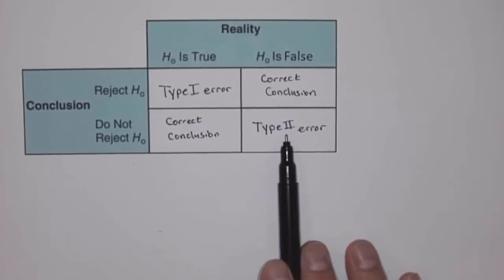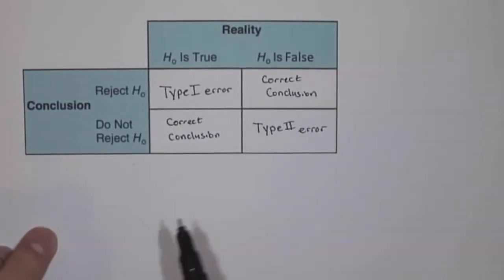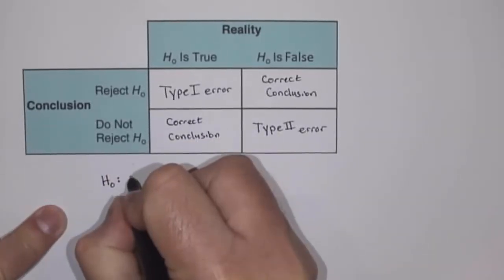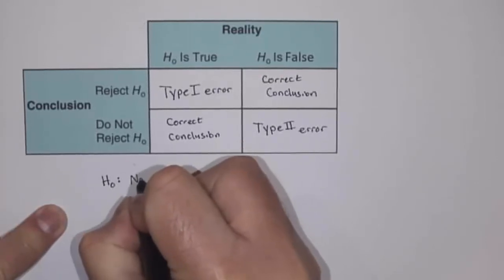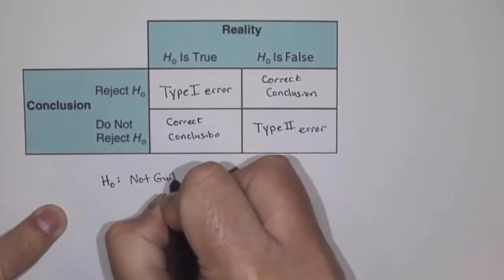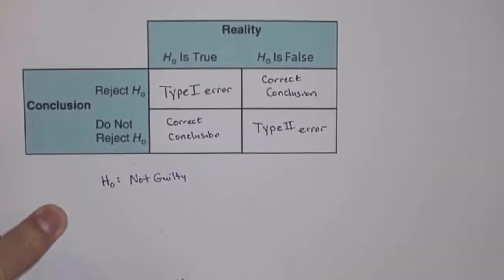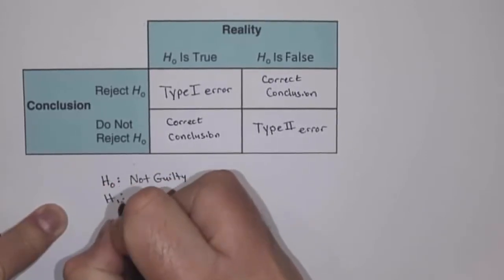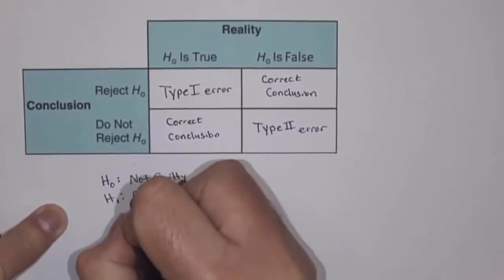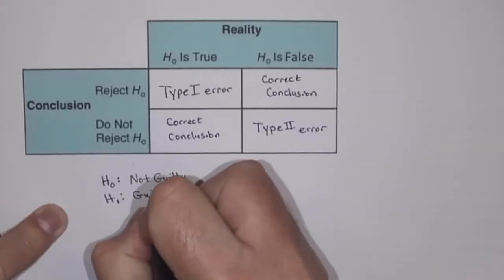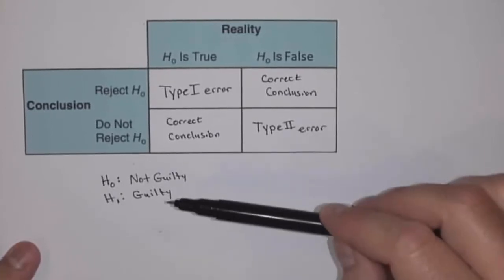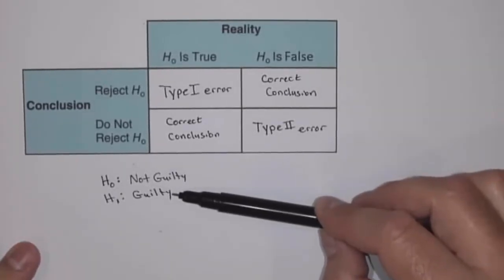So we can kind of think of this in the same way that we think of a criminal trial. In a criminal trial, the null hypothesis is that the person is not guilty. We assume that the person's innocent, in other words, until the evidence that's presented convinces the judge or the jury that the person on trial is guilty. So the presumption is of innocence, that they're not guilty. The alternative is that they are guilty.